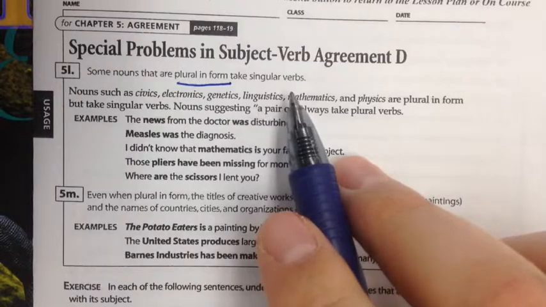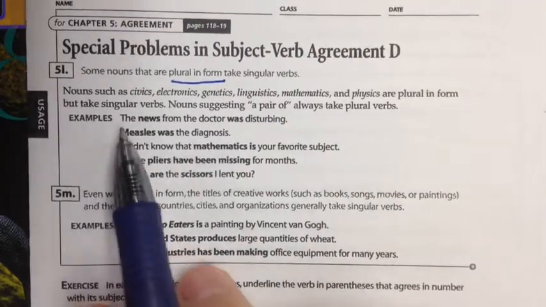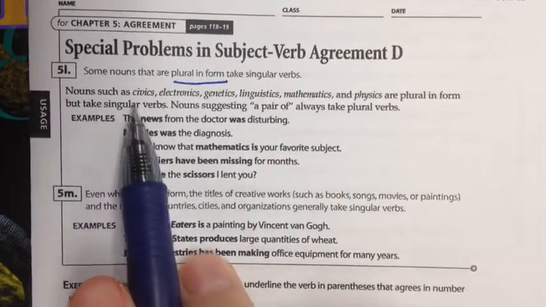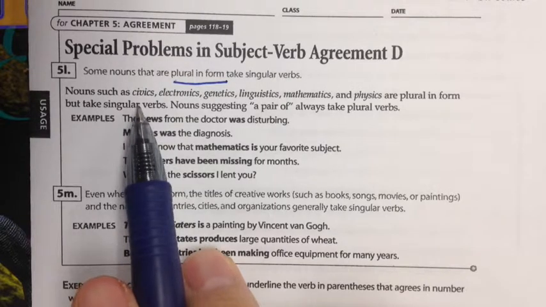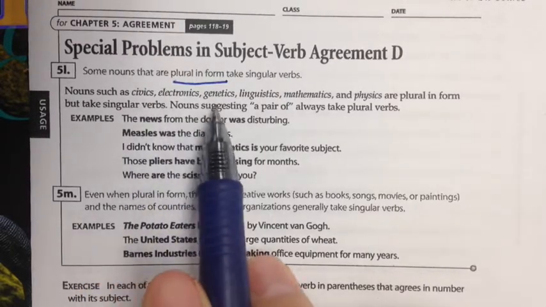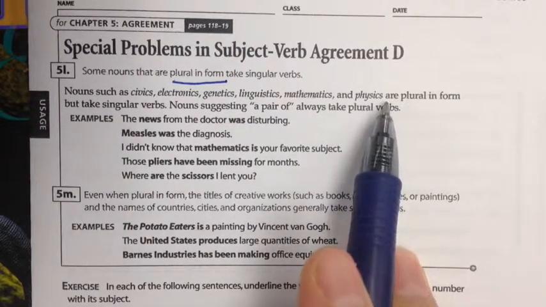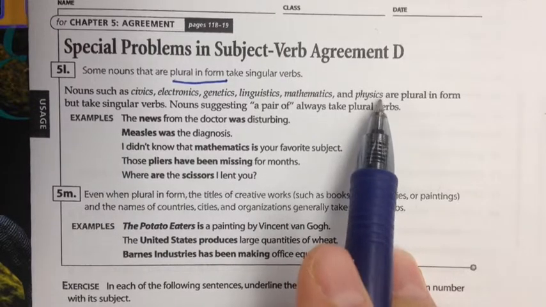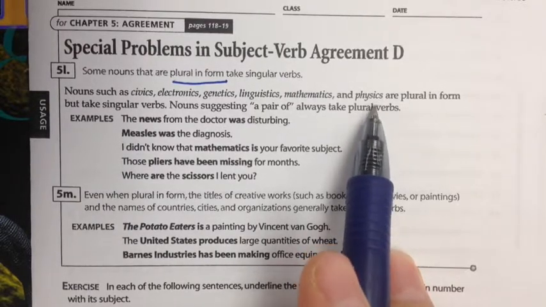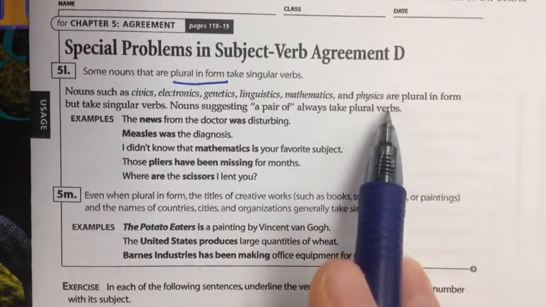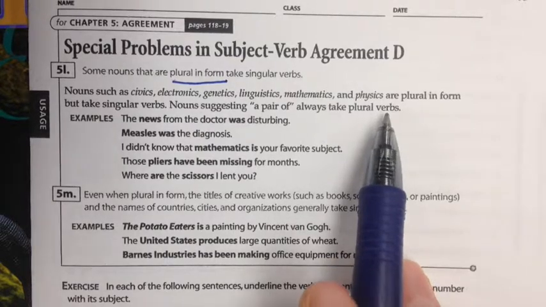But they're still singular. So nouns, here's a bunch of examples. Subjects that you study are always singular: civics, electronics, genetics, linguistics, mathematics, physics. They all end in S, but you're going to treat them as singular. So you would say physics is my favorite study, or my favorite subject, rather.